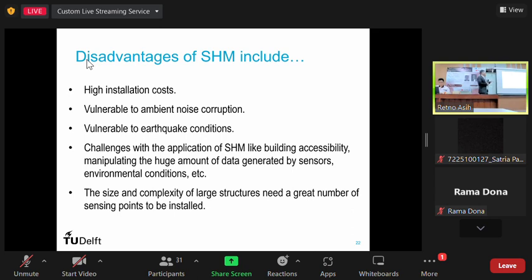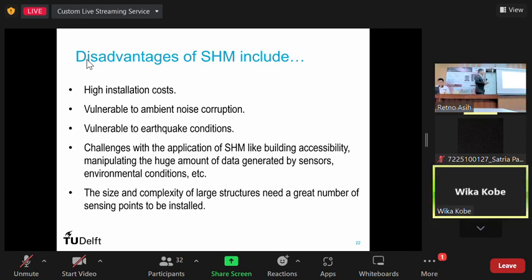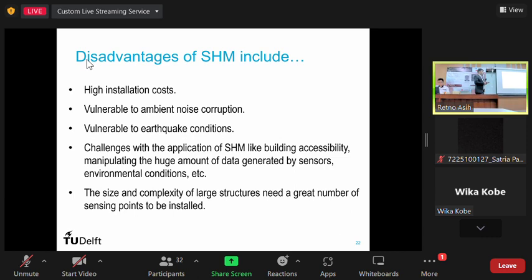So we have high installation costs, vulnerable to ambient noise corruption. You get challenges because it's not easy to get the signals and the data you want. It becomes difficult. It's vulnerable to earthquake conditions or other uncertainties. It depends on the application and situation. So accessibility, it's not always easy to put the sensors. For example, if you have a large structure, it's not easy to detect the data from that. If you want to use cables, sometimes you have to use too many cables, that becomes difficult.